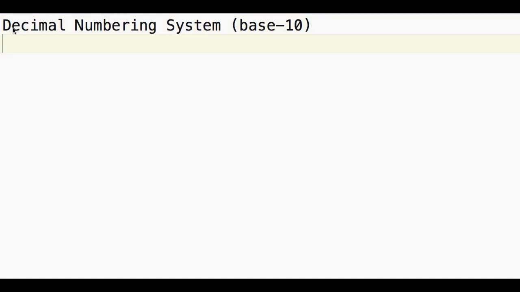We're going to learn about decimal and binary numbering systems. So let's start off with the decimal system, which you should be familiar with. The decimal numbering system is base 10. So let's do a little review.